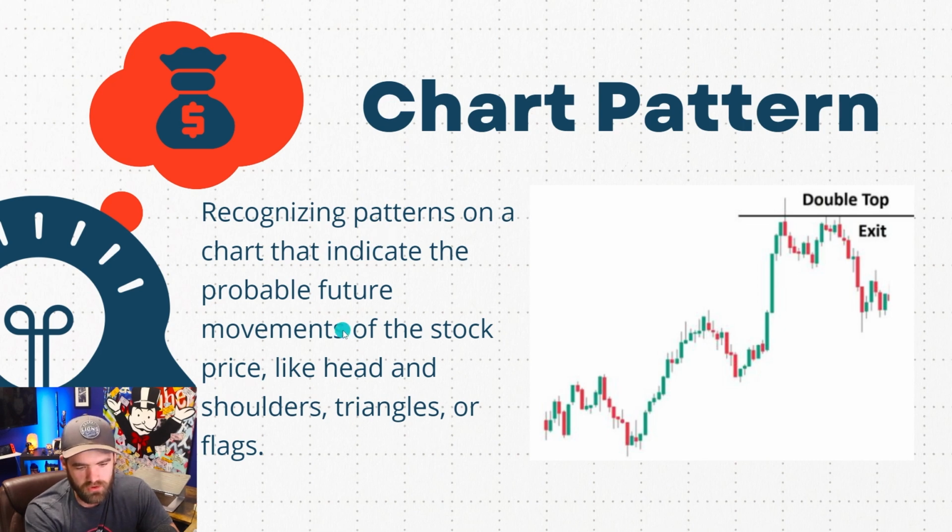Recognizing patterns on a chart can indicate the probability of future movements of the stock price, like head and shoulders, triangles, or flags. I would recommend just picking a couple, like maybe 1, 2, or 3 of them, and really diving in on those chart patterns. I would recommend, like I was explaining, the head and shoulders, triangles, and then flags. Those are really good. You guys can see this one up here is a double top that I'm showing you, where it hits that recent resistance level twice and gets some sell off there.